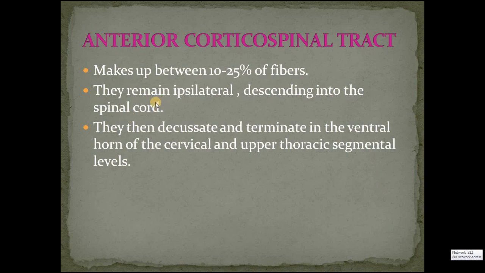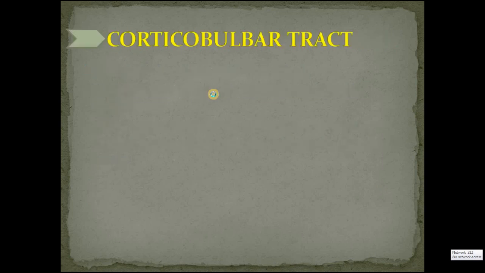The lateral corticospinal tract goes to the lumbosacral spine, and the anterior corticospinal tract goes to the cervical and the upper thoracic region only. And the anterior corticospinal tract remains ipsilateral, and the lateral corticospinal tract remains contralateral.